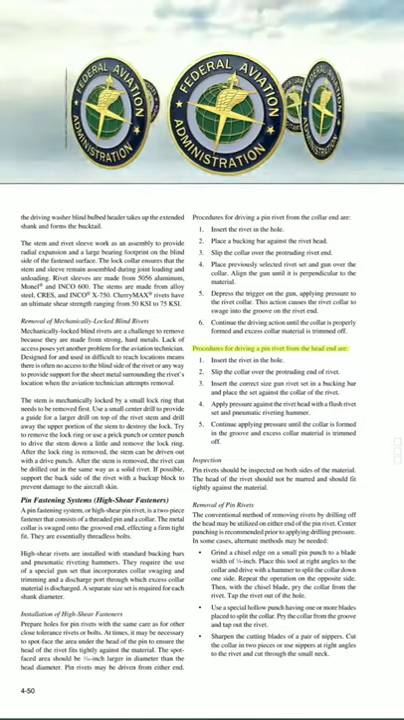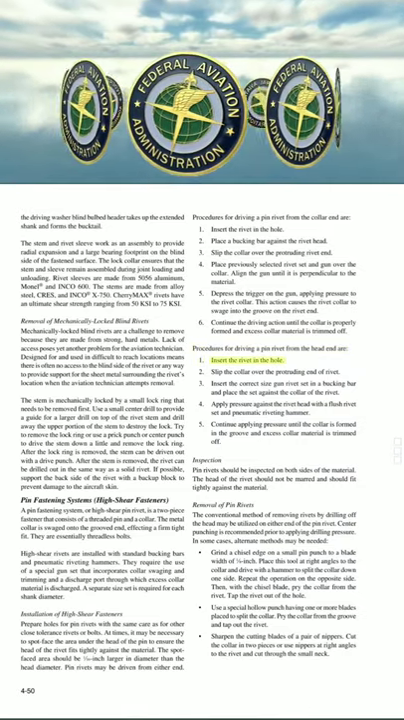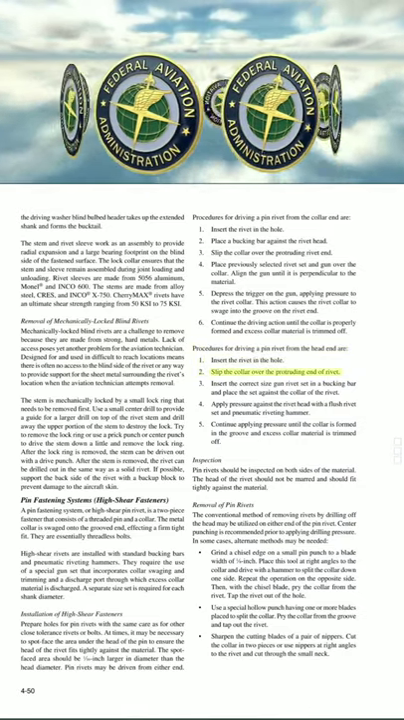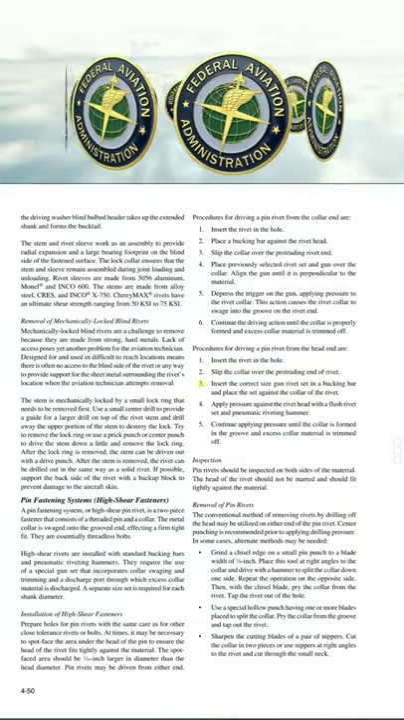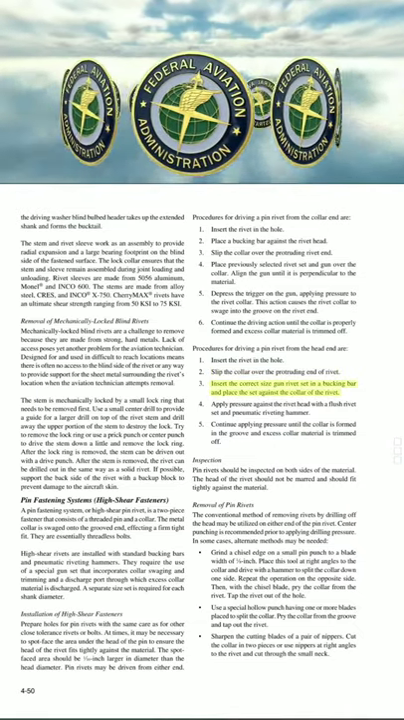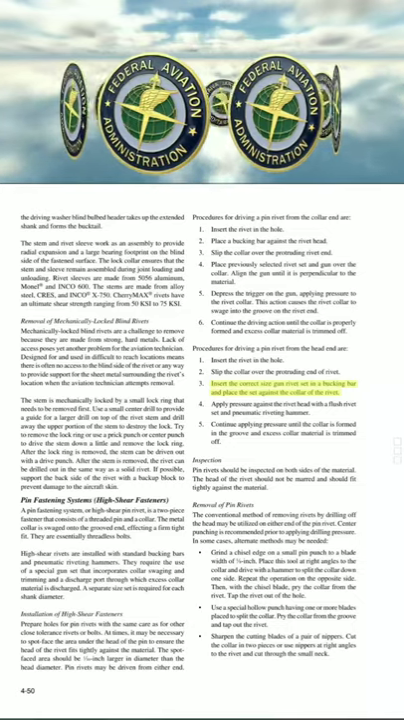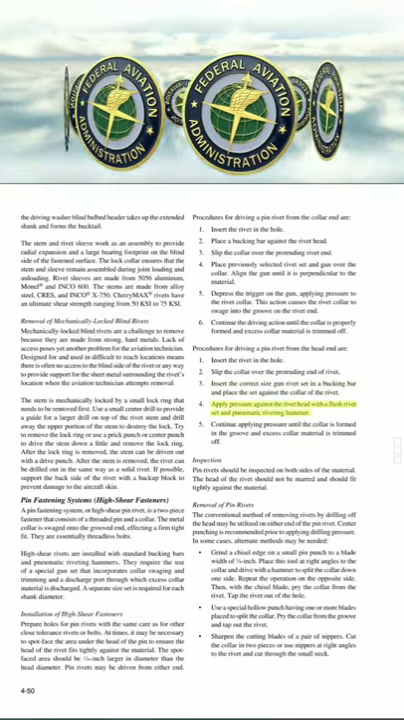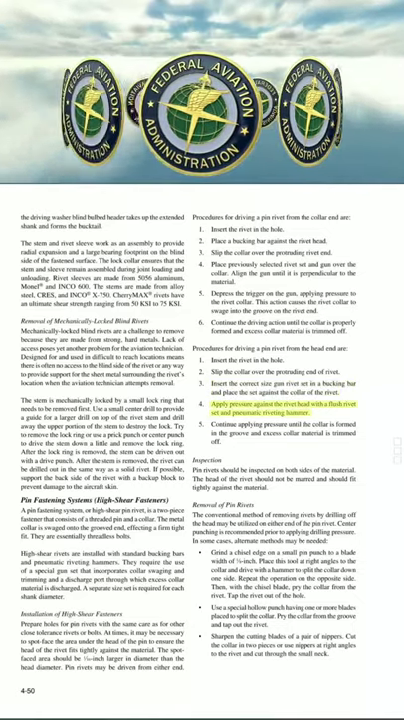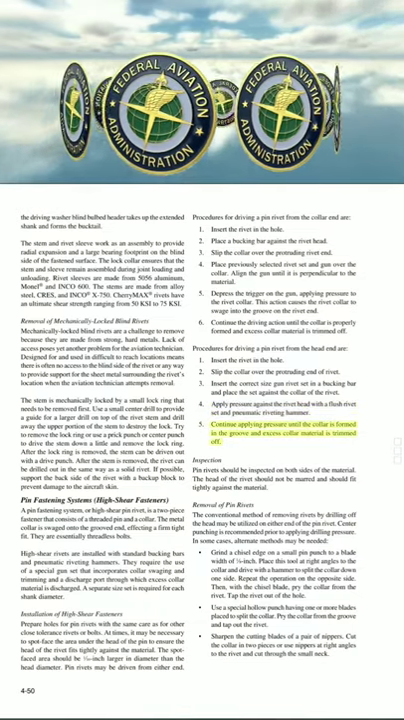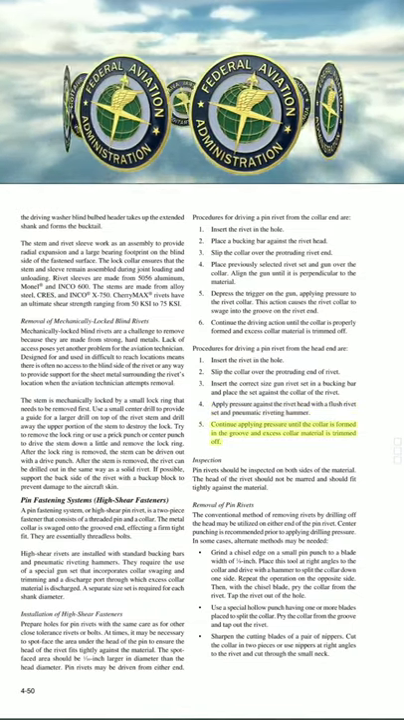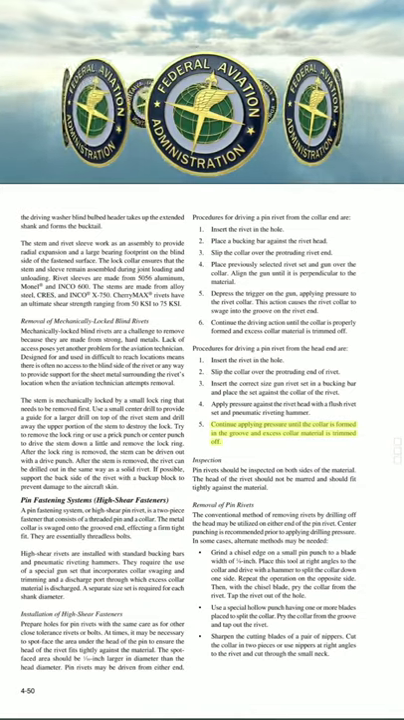Procedures for driving a pin rivet from the head end are: 1. Insert the rivet in the hole. 2. Slip the collar over the protruding end of the rivet. 3. Insert the correct size gun rivet set in a bucking bar and place the set against the collar of the rivet. 4. Apply pressure against the rivet head with a flush rivet set and pneumatic riveting hammer. 5. Continue applying pressure until the collar is formed in the groove and excess collar material is trimmed off.